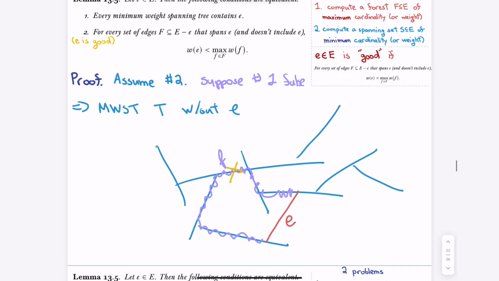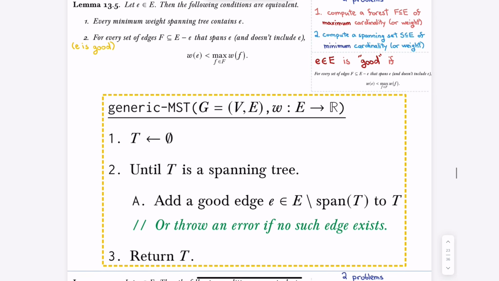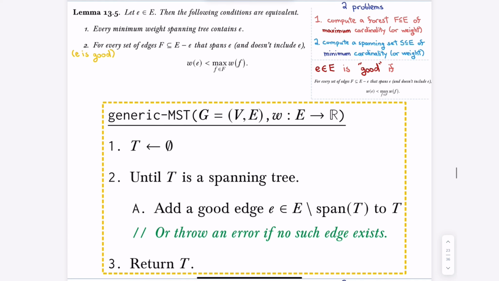And good. So let me tee up what we're going to do next time. Okay, so we have this characterization of good edges. We've shown that every minimum weight spanning tree contains any good edge. So we're going to try to analyze this generic algorithm and then we'll try to make it fast. But a generic algorithm is just: start with an empty set of edges, add a good edge, repeat, add a good edge, repeat, add a good edge, repeat.